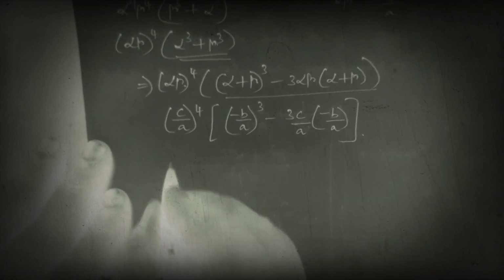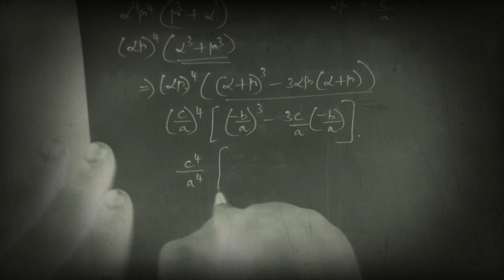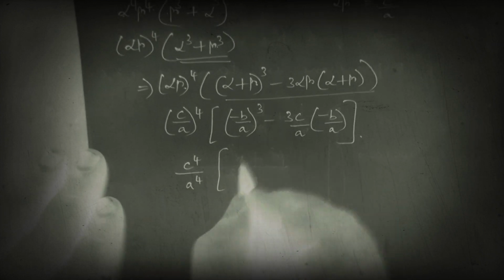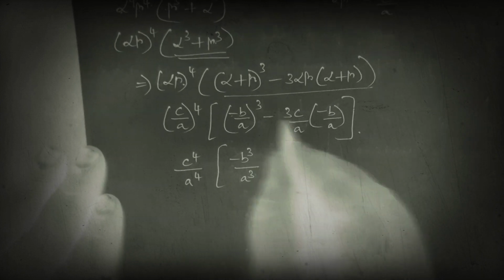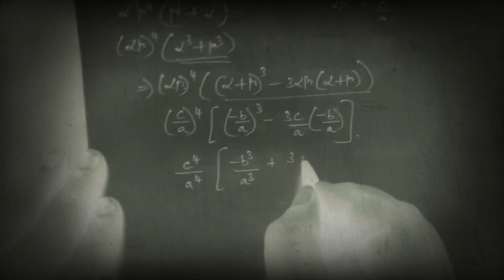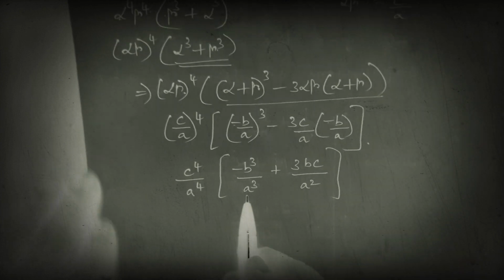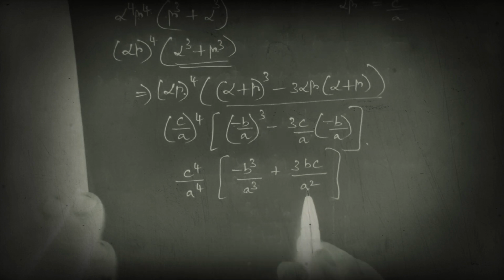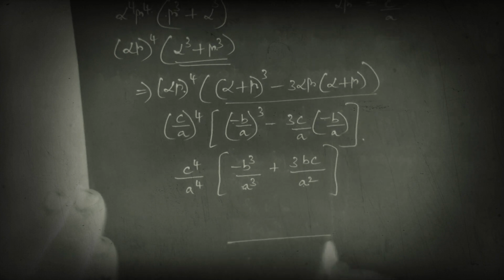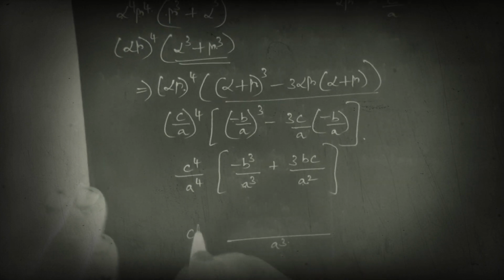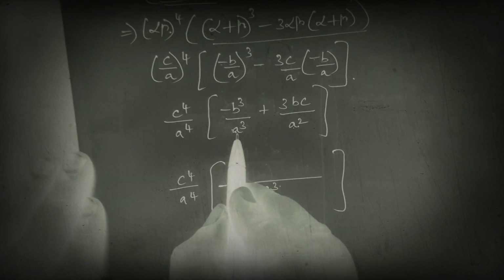minus b by a whole cube is minus b cube by a cube. Minus into minus is plus 3bc by a square. Here the terms are in the denominator a cube and a square. So the LCM of a cube and a square is a cube. Here already the denominator is a cube.